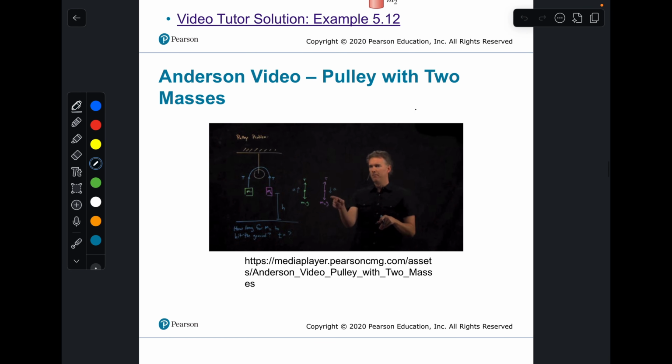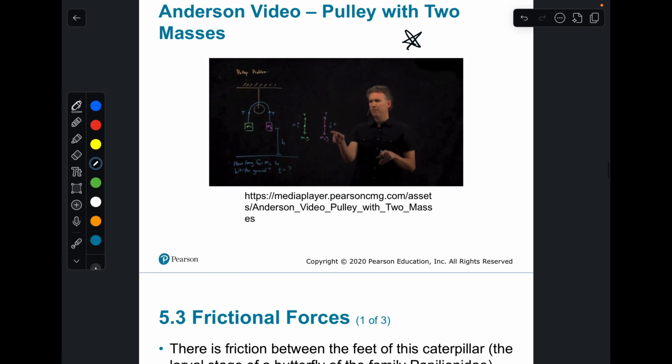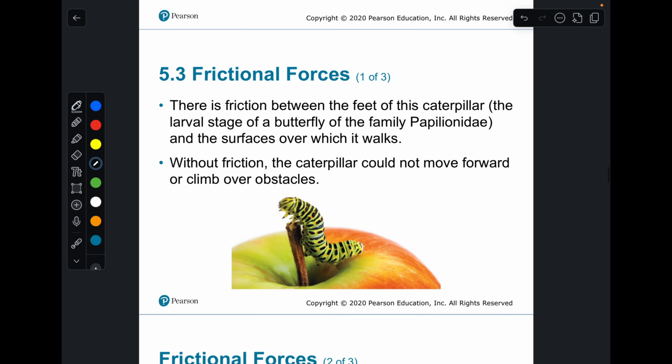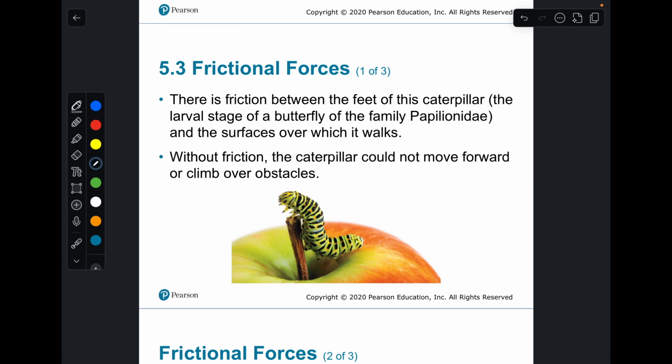This is a great example to follow. So now let's spend some time talking about frictional forces in detail. There's frictional force in this picture between the feet of the caterpillar and the surface on which it walks, and that allows it to walk up the walls, right? Same as a lizard that's walking up the walls. There's friction there that is allowing them to defy gravity. It's holding them in place.